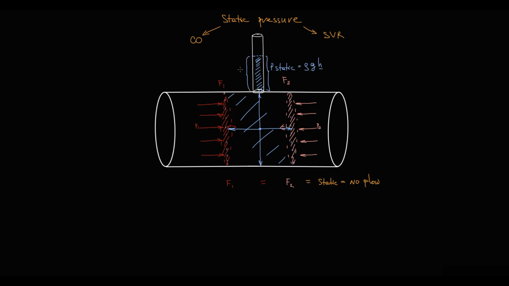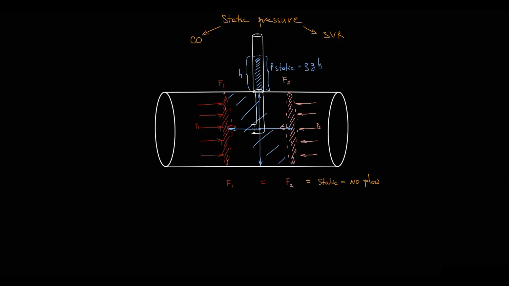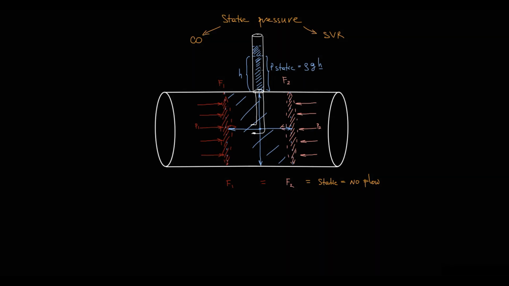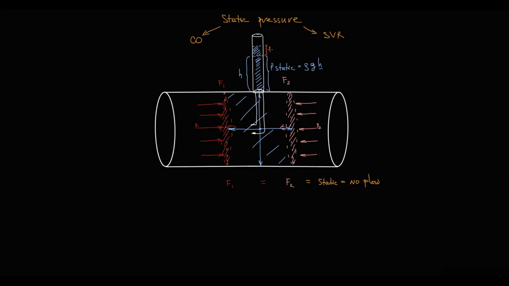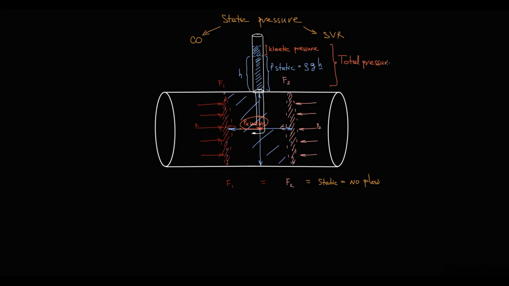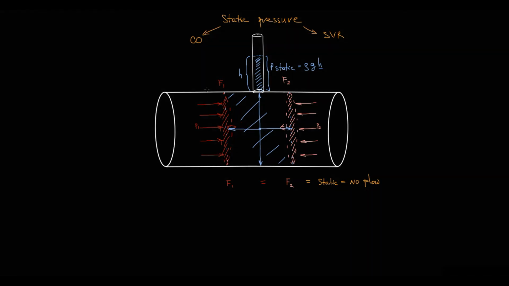By the way, if we place a tube with an opening that will be oriented horizontally and will face flow, the pressure that it will determine will be bigger, because in this case it will determine not only static but also kinetic pressure, because kinetic pressure acts parallel to flow, and the sum of static and kinetic pressure is called total pressure or stagnation pressure. So how do cardiac output and systemic vascular resistance affect P static?